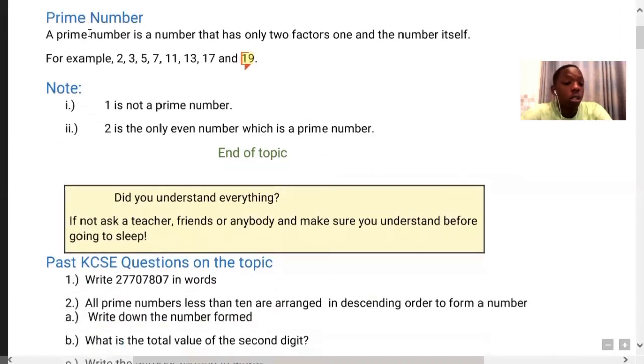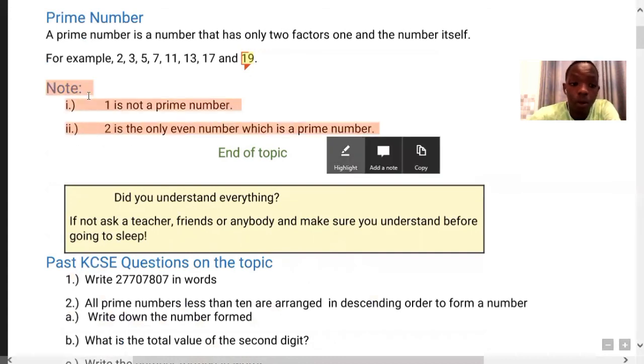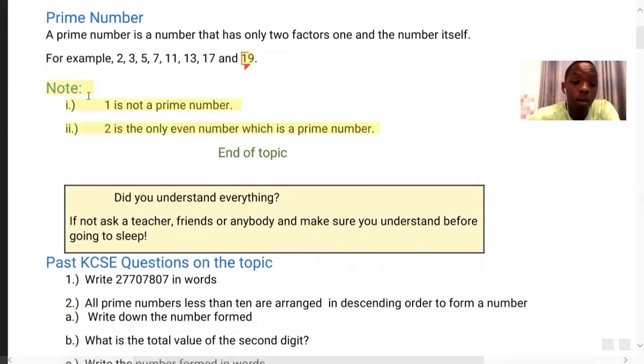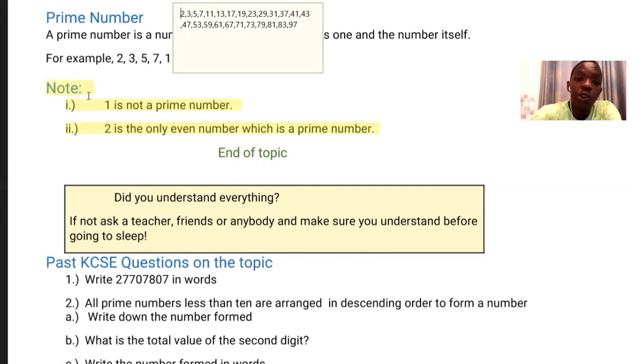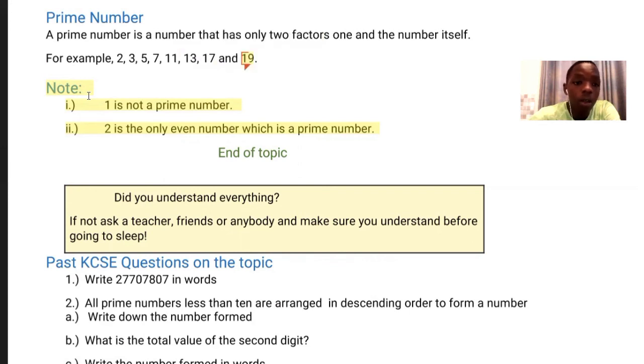And 1 is not a prime number, and 2 is the only even number which is a prime number. So please note this, very key, very important. 1 is not a prime number because 1 can be divided a lot. And 2 is the only even number which is a prime number. If you look at this list, it's the only prime number that is even. The rest are all odd numbers. You can look at the end, it's 9, 3. When you divide all these by 2 from 3, you get a remainder.